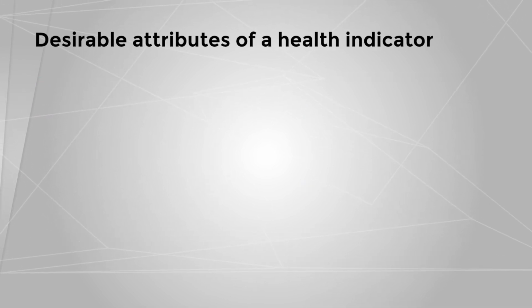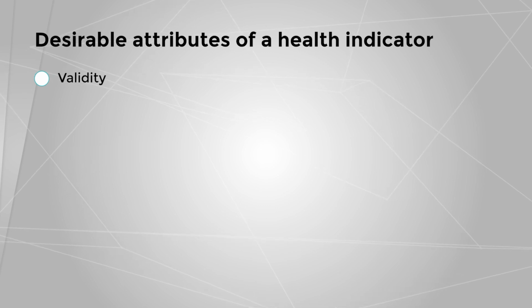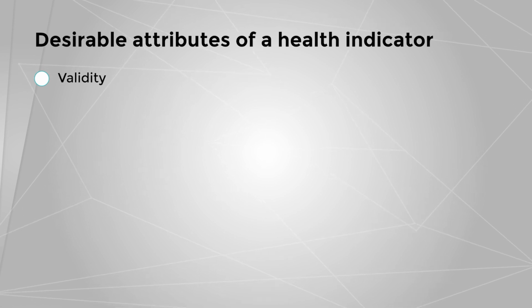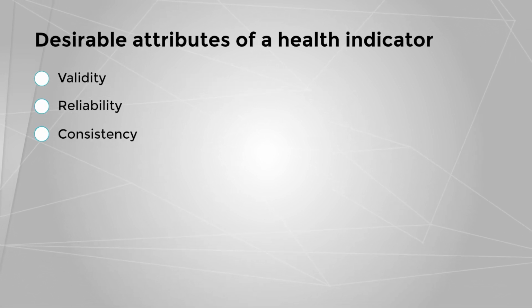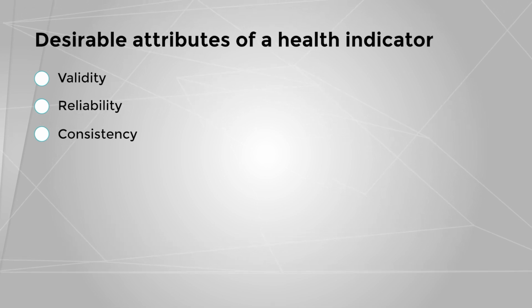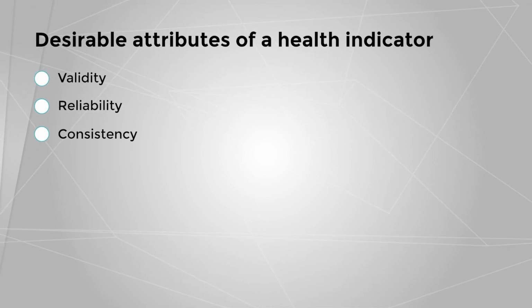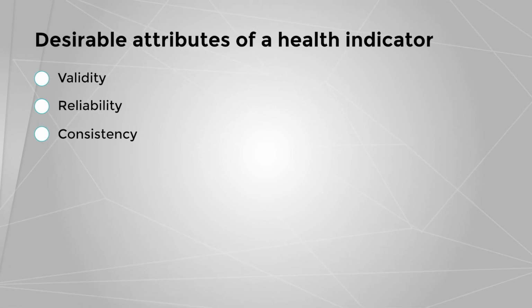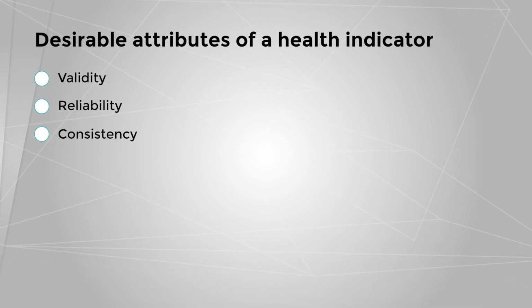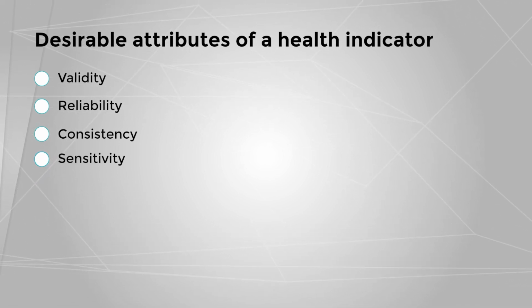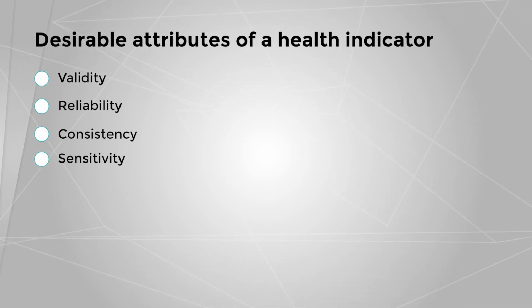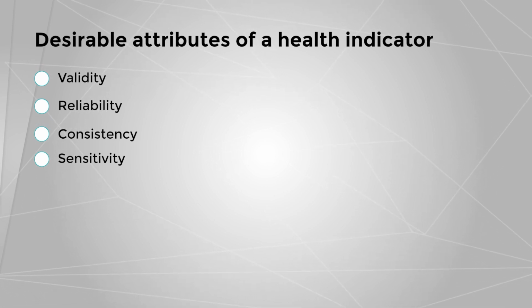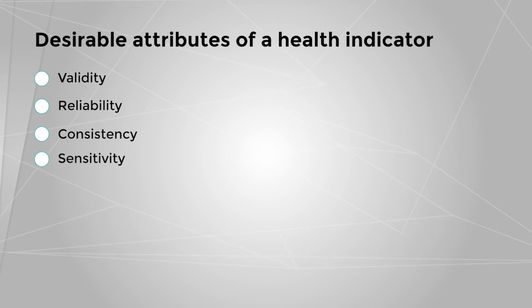Desirable attributes of a health indicator. Validity. This is the ability of an indicator to accurately measure what it is intended to measure. Reliability and consistency. It should produce consistent results under consistent conditions. That means it should be reproducible. It should yield similar results when used by different people in different settings. Sensitivity. It should be able to detect changes or differences in health status or condition being measured and respond to small and significant changes in health status.